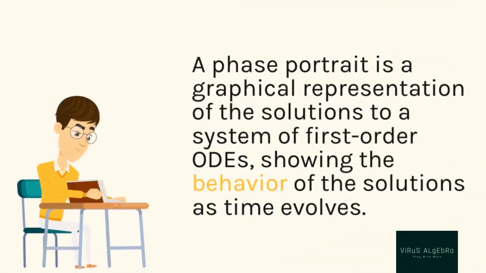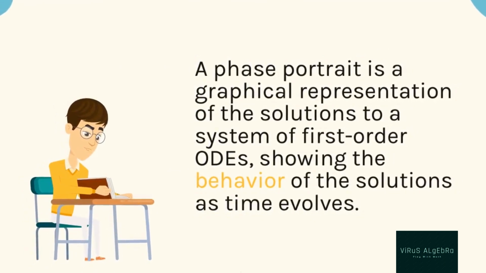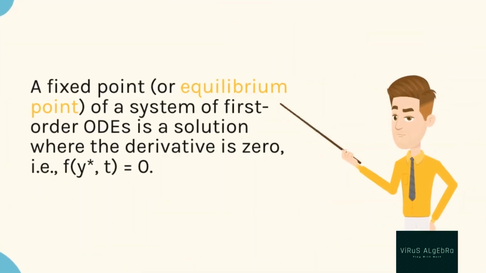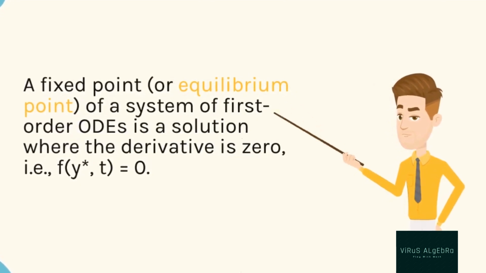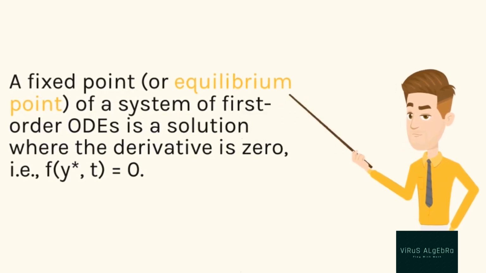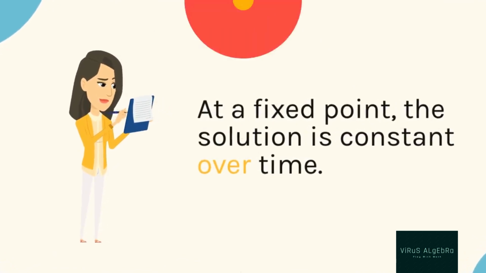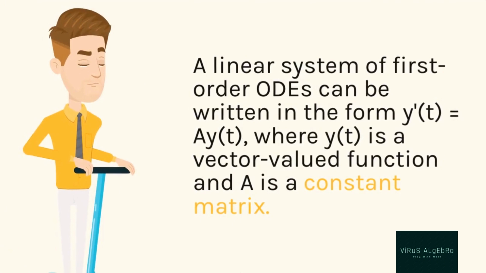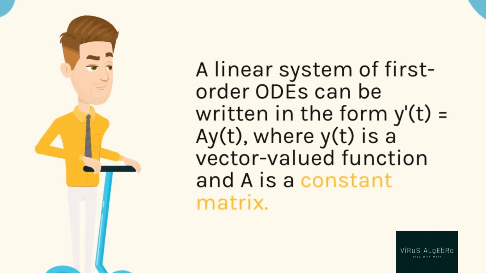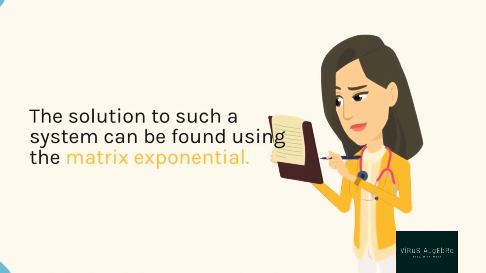A phase portrait is a graphical representation of the solutions to a system of first-order ODEs, showing the behavior of the solutions as time evolves. A fixed point, or equilibrium point, of a system of first-order ODEs is a solution where the derivative is 0, i.e., f(y(t)) = 0. At a fixed point, the solution is constant over time. A linear system of first-order ODEs can be written in the form y'(t) = Ay(t), where y(t) is a vector-valued function and A is a constant matrix. The solution to such a system can be found using the matrix exponential.